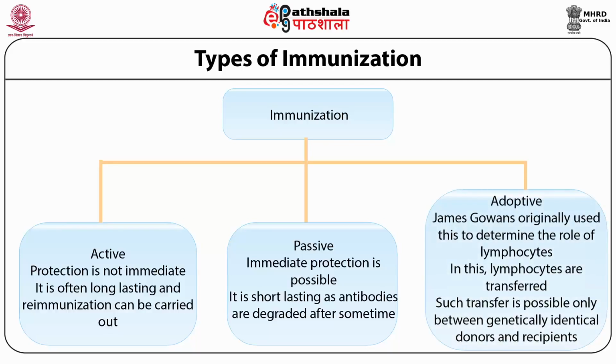James Gowens originally used adaptive immunization to determine the role of lymphocytes. Here lymphocytes are transferred. Such transfer is possible, of course, only between genetically identical donors and recipients, otherwise this itself will give rise to strong immune response.